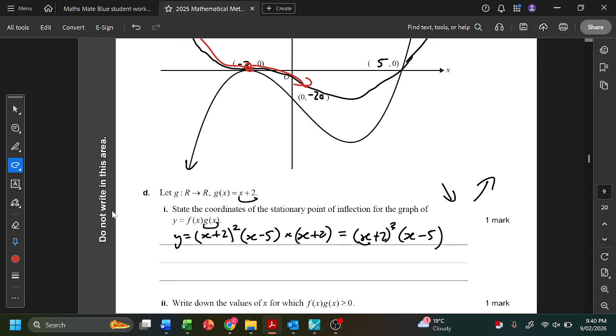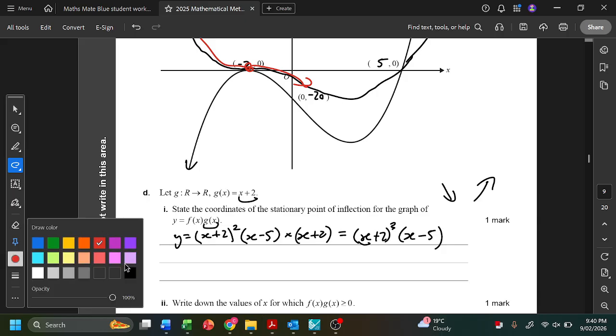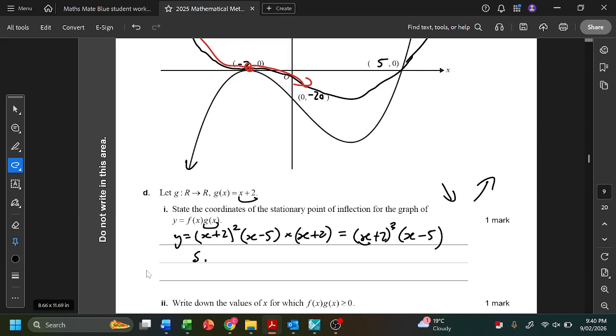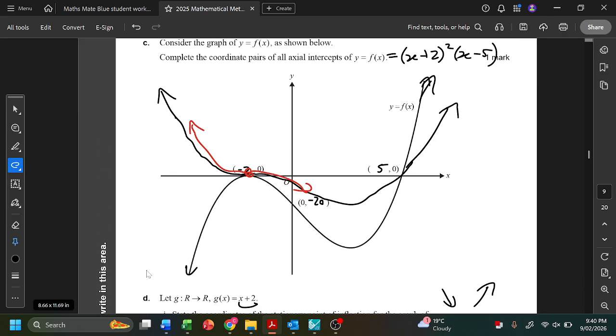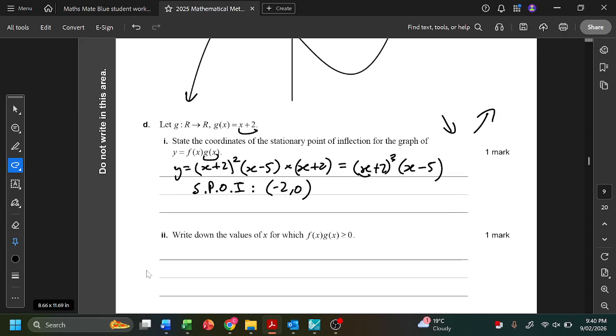So in this first question, we just need to state the coordinates of the stationary point of inflection. And as I said, it's just going to occur at the coordinates -2, 0, as we can see from this depiction here. That's the concave up to concave down pattern. And we want to write the values of x for which this function is greater than or equal to 0.